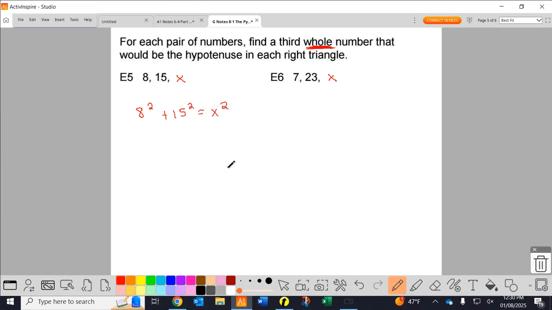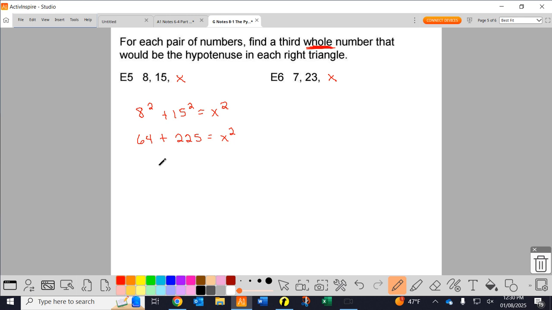So we're about to do it right now. Do 8 squared on the calculator. What's 8 squared? 64. Then 15 squared is what? 225 equals x squared. Now you got to add these two together. 64 plus 225 is going to be 289. Equals x squared.